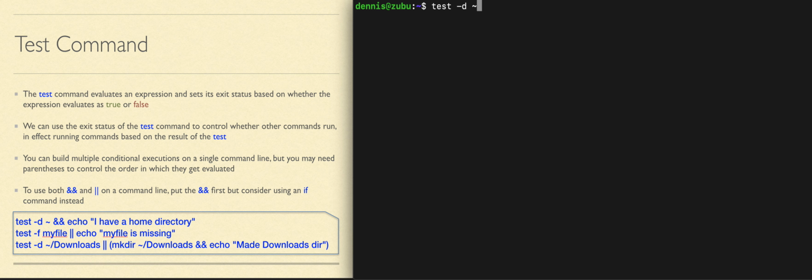So what this test will do is determine whether or not we have a home directory. If tilde doesn't turn into our home directory and it doesn't exist on the disk, this test will fail. It will be false. If we have a home directory on the disk, the -d test will come out as true. Yes, we have a home directory.